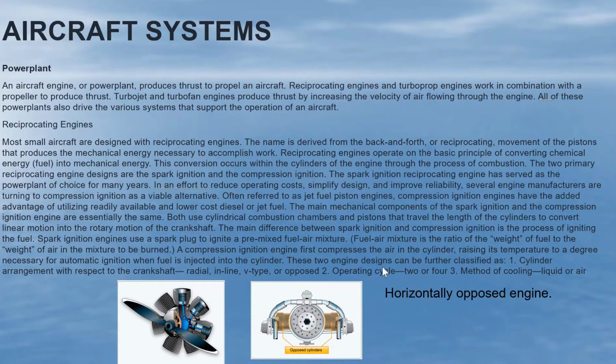These two engine designs can be further classified as: 1. Cylinder arrangement with respect to the crankshaft: radial, inline, V-type, or cylinder horizontally opposed engines. 2. Operating cycle: 2 or 4. 3. Method of cooling: liquid or air.